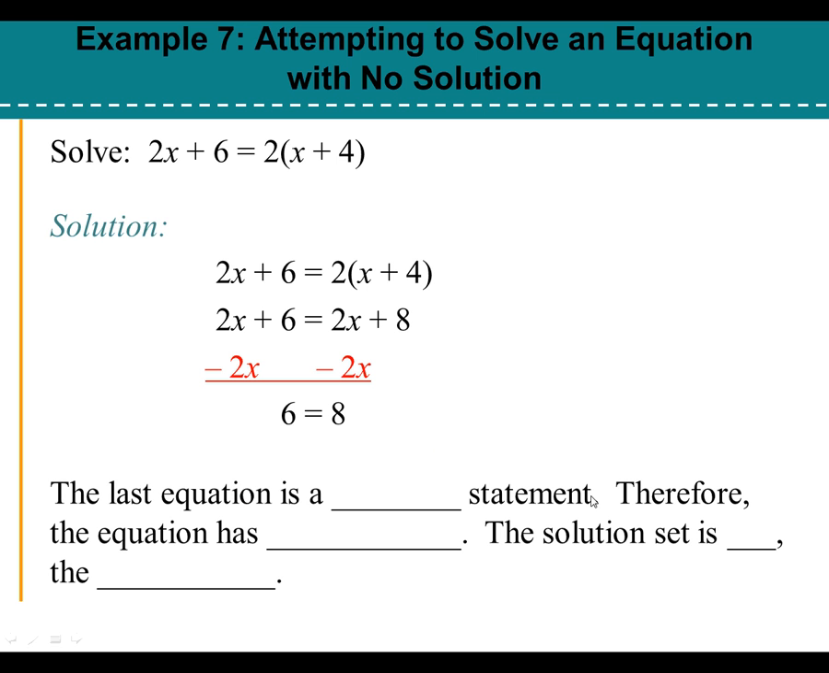Well, surely each of you knows that 6 equal to 8 is a false statement. Therefore, this equation has no solution. The solution set is this symbol, which refers to the empty set. That's called the null set. So when you come down to that, please write the word false next to it, and then in your answer blank, you can either write no solution or you can use that symbol.